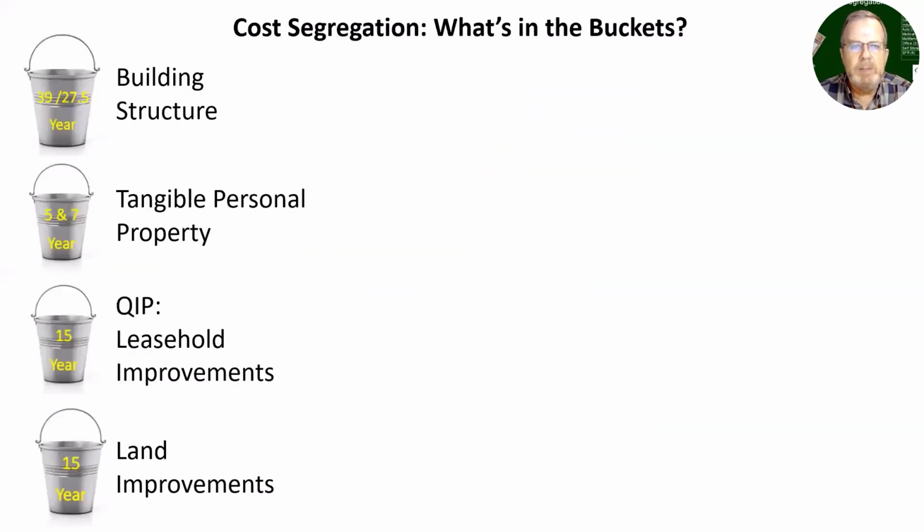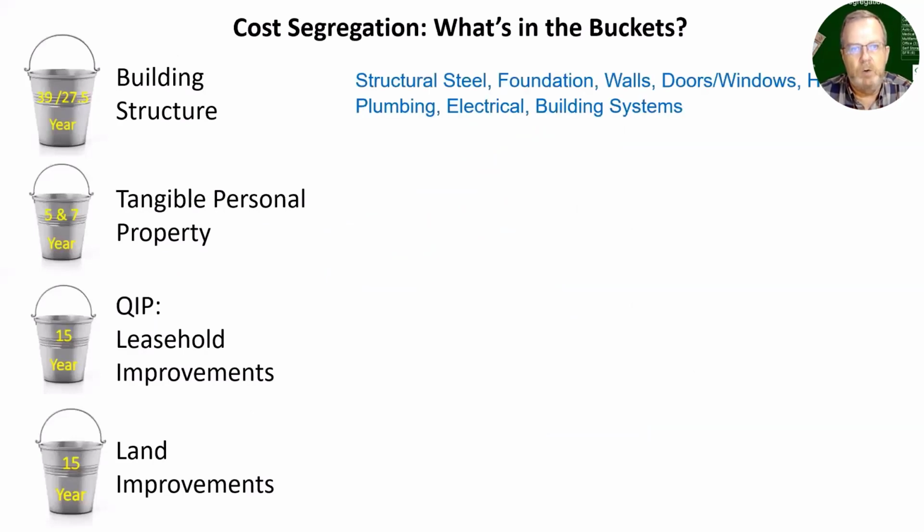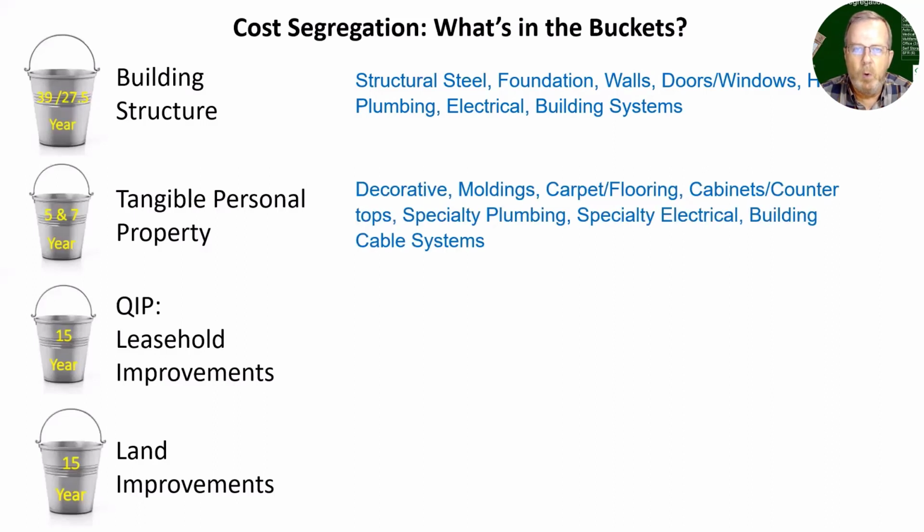Okay. So let's talk about what some of these things are in these different buckets. Of course, if you've got the structure, that's your structural steel, walls, doors, plumbing, electrical, all the basic building systems. Tangible personal property is some of the more, let's say, interior things like decorative molding, carpets, flooring, specialty plumbing. What I mean by that is, in a dentist's office, you've got way more sinks and plumbing than a typical building would require. Specialty electrical, if you've got dedicated circuits for special equipment like MRI machines or things that need their own circuit, that's going to be over and above what a typical building would have. And so that's in that tangible personal property category.